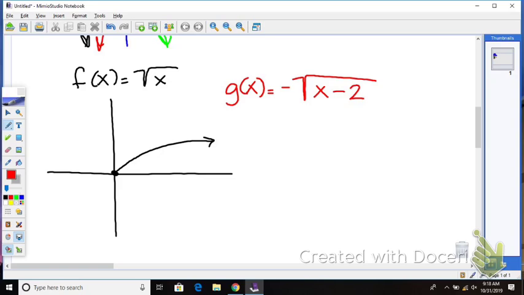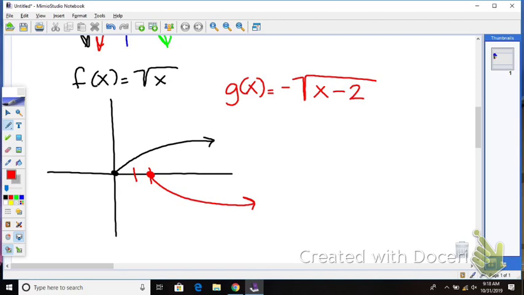Right 2. So I'm taking this point and I'm going right 2. And what does the negative out front tell me I need to do? Flip it down. So this is what that graph should look like. So I was right. I just didn't think so. You're right. Don't second guess yourself.